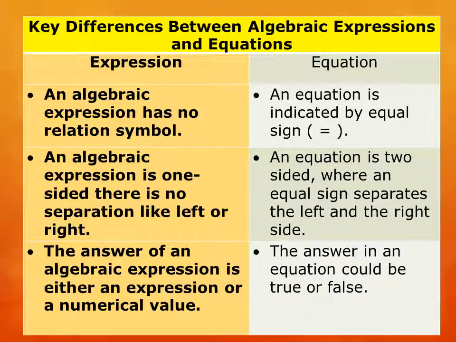Another set of differences between algebraic expressions and equations. An algebraic expression has no relation symbol, while an equation is indicated by an equal sign. An algebraic expression is one-sided. There is no separation like left or right, while an equation is two-sided, where an equal sign separates the left and the right side. Lastly, the answer of an algebraic expression is either an expression or a numerical value, while in an equation, the answer could be true or false.